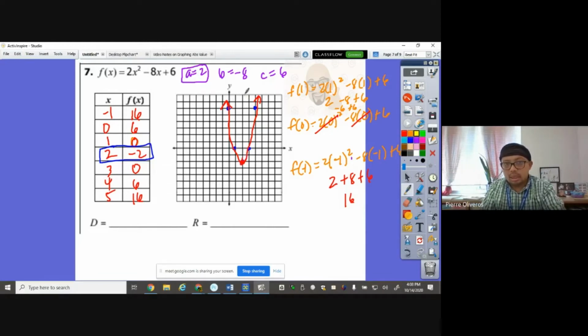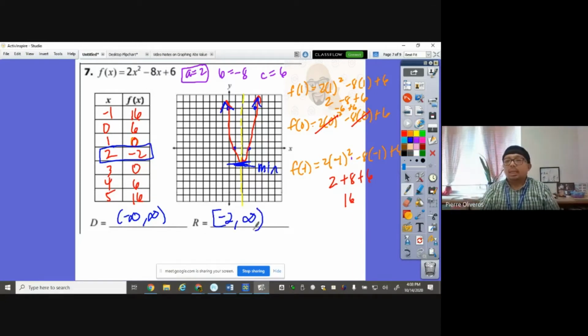Okay, so this is your vertex. The axis of symmetry is the dotted line that crosses through the vertex. This is your minimum value. Domain: this goes to the left, this goes to the right, so all real numbers. The range here, the lowest point is this value, which is your negative 2 to infinity, and this is bracket, parentheses.